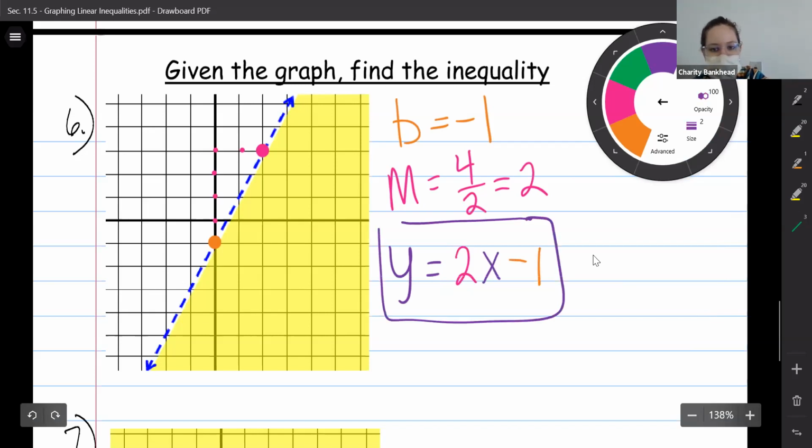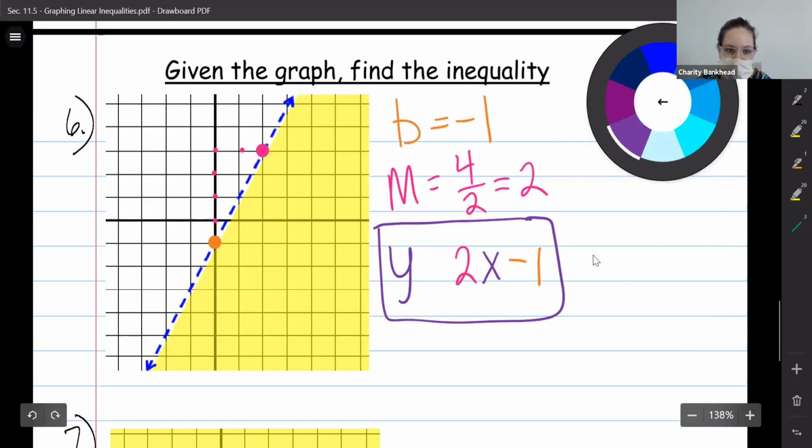Oh, but instead of equals, we need the correct inequality symbol. So it's shaded below, which means less than, and it's dashed, which means not the or equal to part, so just less than. So y is less than 2x minus 1.